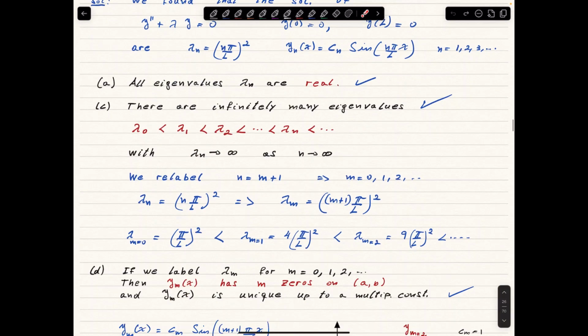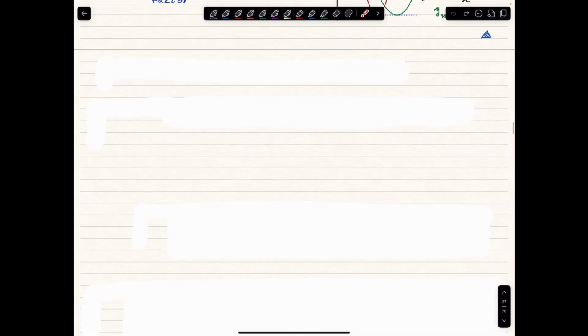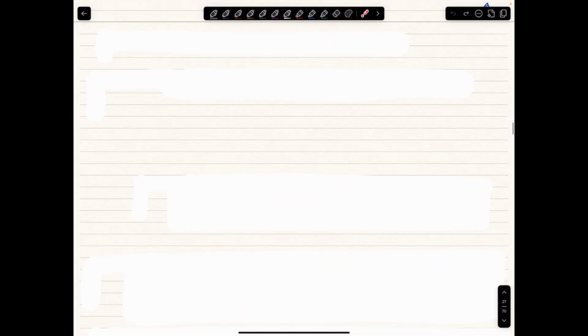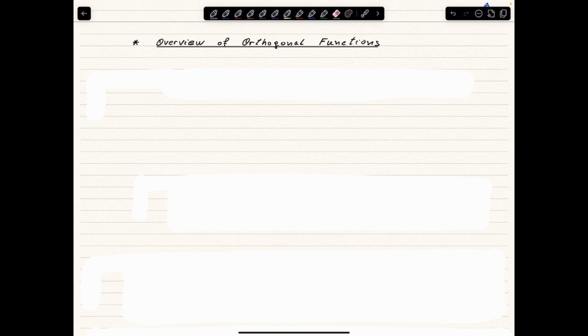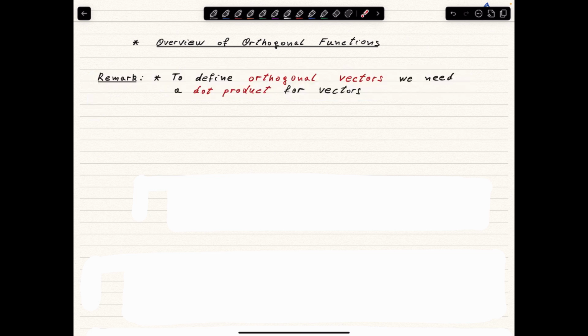What does it mean to have two functions that are perpendicular? So let's do a brief overview of orthogonal functions, and one way to start is with orthogonal vectors. Recall that in space, if you have two vectors, the vector u and the vector v, they are going to be perpendicular if the angle in between is 90 degrees.